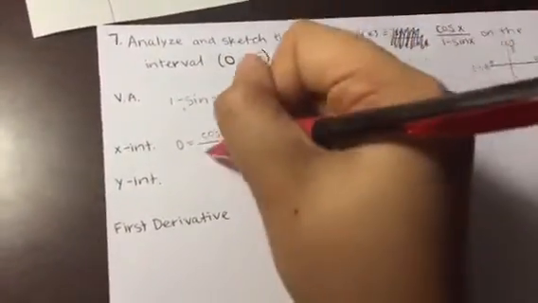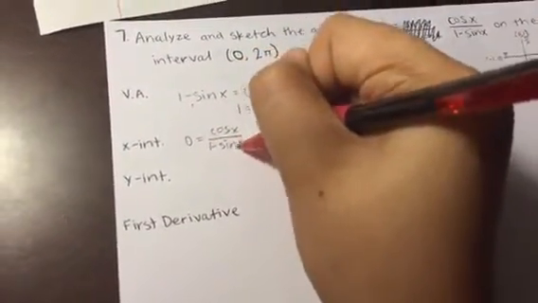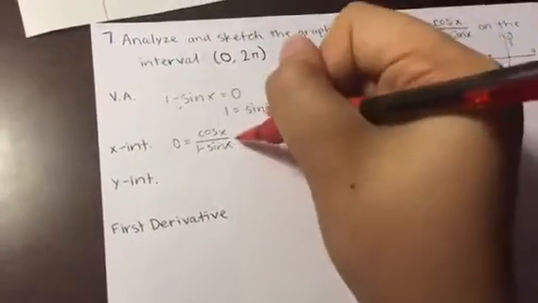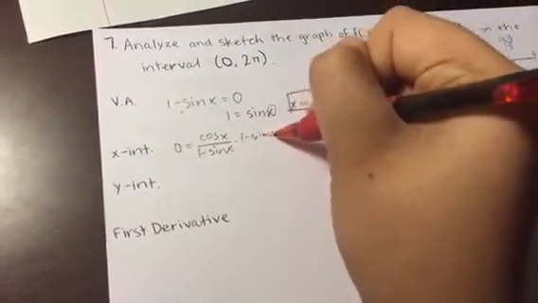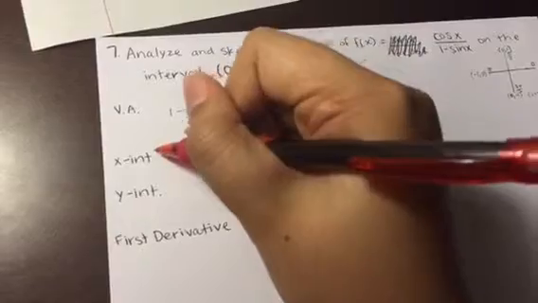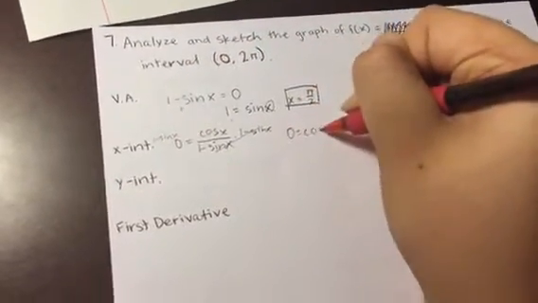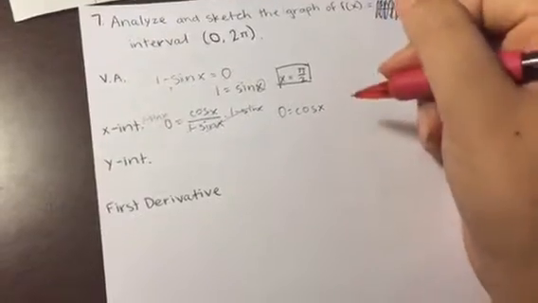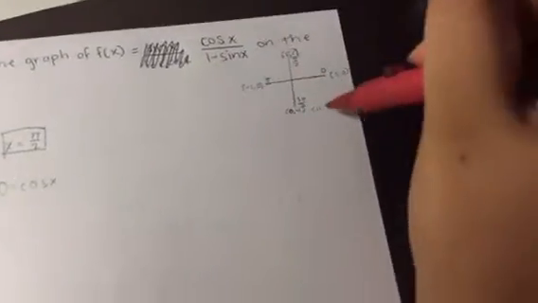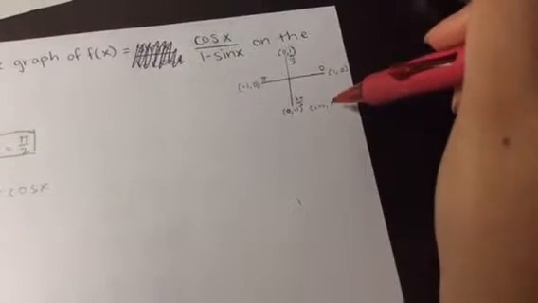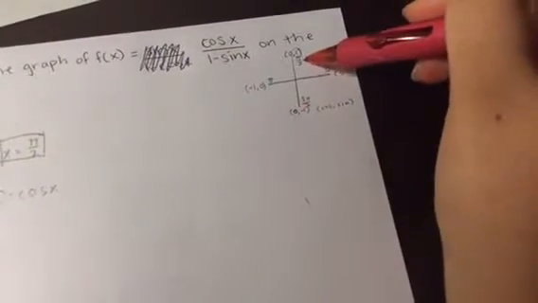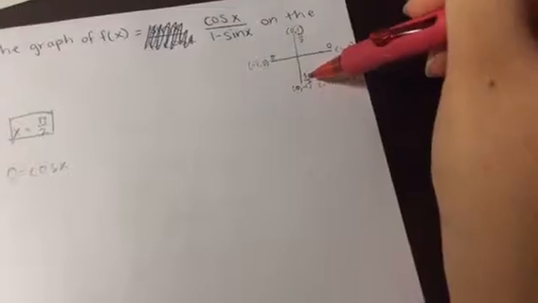So we have 0 equals cos x over 1 minus sine x. So we can multiply the denominator over, since you're multiplying it by 0, it just becomes 0. So 0 equals cos x. And from there, we go back to the unit circle, and where does cos equal 0? It equals 0 at both pi over 2 and 3 pi over 2.